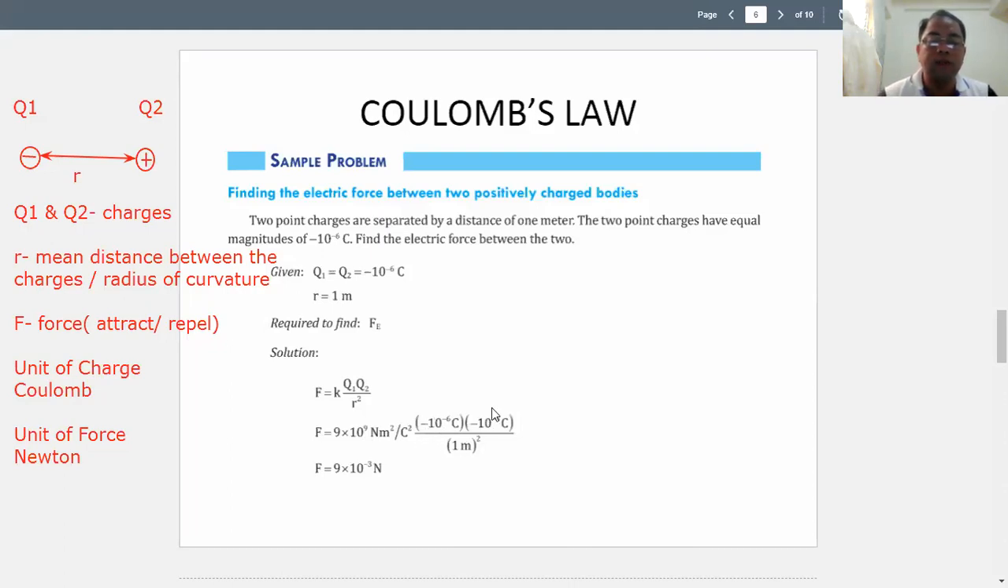So these are negative charges, negative 1 times 10 to the minus 6, and this one is also the same. That's another way of writing our value here. So we will end up with 9 times 10 to the minus 3, or a millinewton. So 9 millinewtons of force will exist between these two negative charges.